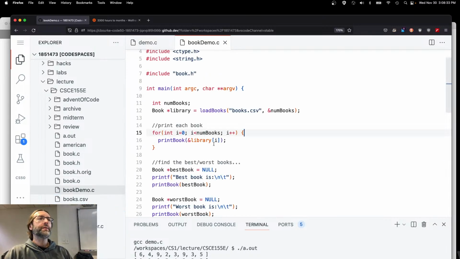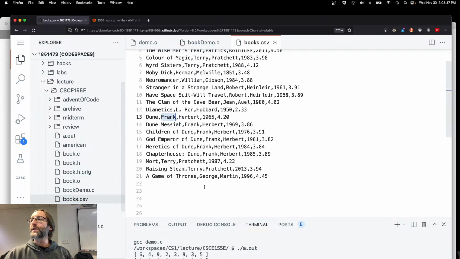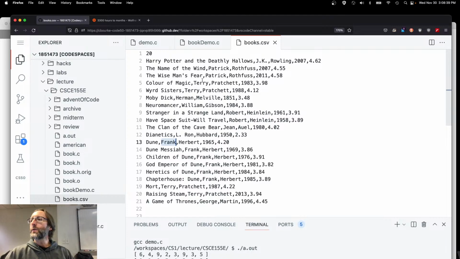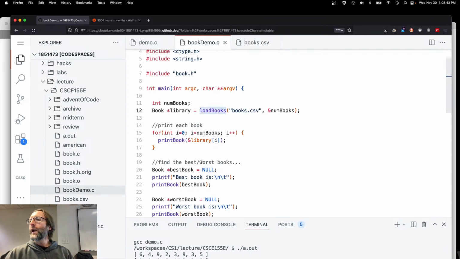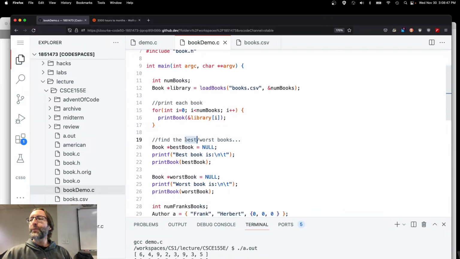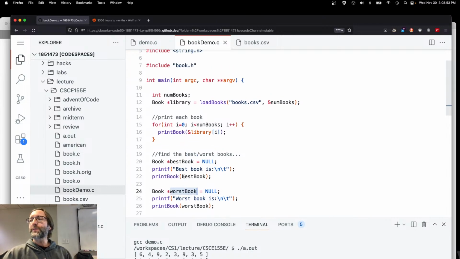Let's get more complicated. Remember the book demo? The book demo, we load up a bunch of books from a CSV file that looks kind of like this, right? So we've got Harry Potter, we've got Game of Thrones, et cetera. And we ran several reports on it. We found the best book with respect to the ratings. We found the worst book with respect to the ratings. And then we reported them both. Let's focus on those two first.